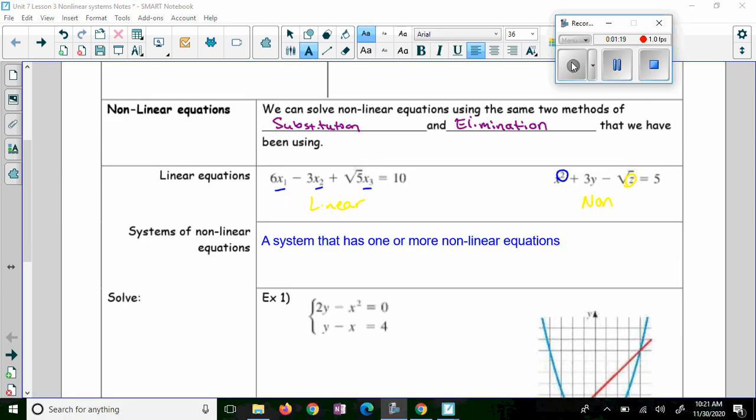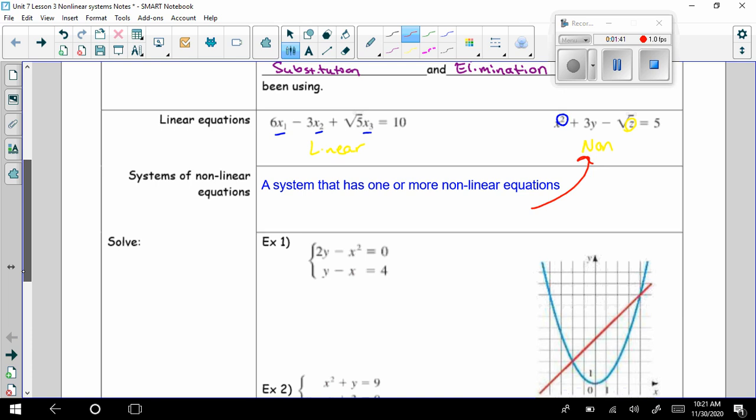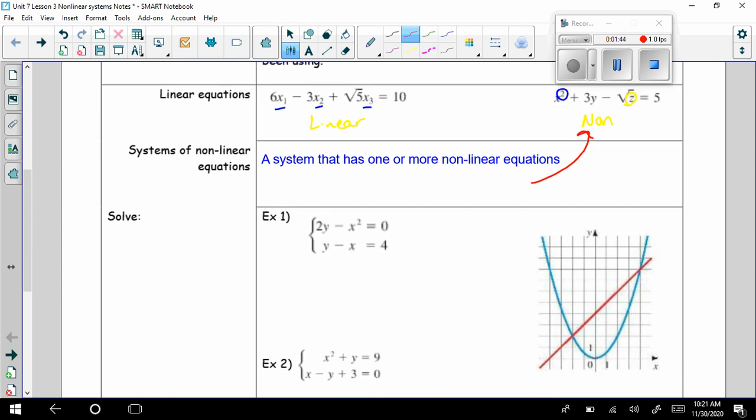So a system of nonlinear equations is any system that has one or more nonlinear equations within it. And so, again, anytime you have an equation that has an x squared or a variable under the square root, if you have one of those, then it is now a system of nonlinear equations. And so here's an example. We have 2y minus x squared is equal to 0. And y minus x equals 4.